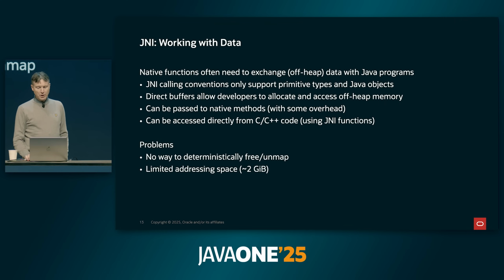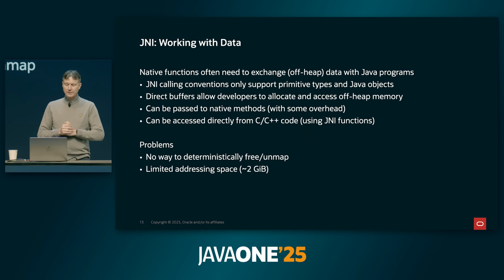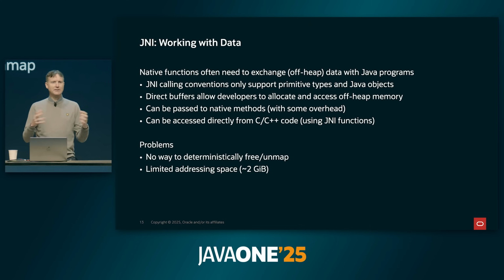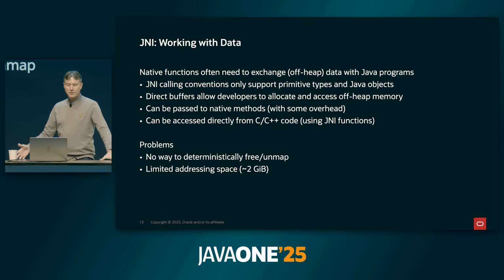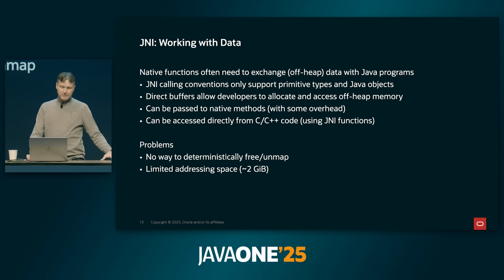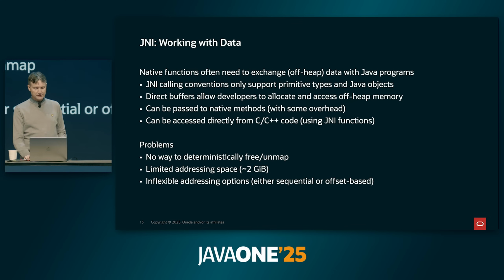So there were a lot of problems with the direct buffers. There is no way to deterministically free or unmap such direct buffers. You create them, and they are there, and hopefully sometimes they will get garbage collected. They were also limiting addressing space. When we first wrote the direct buffers, we thought that, well, 31 bits, that's a lot of memory. It's almost 2 gigabytes, so that should do. But as memory grew, that was no longer the case.